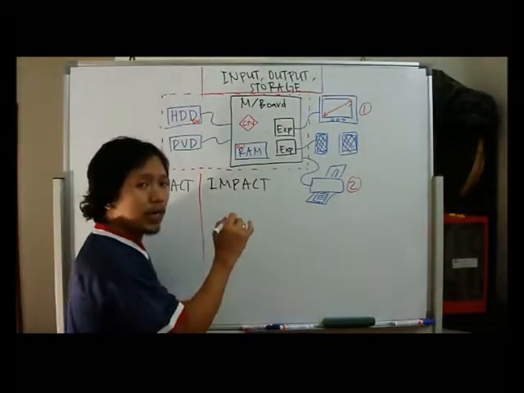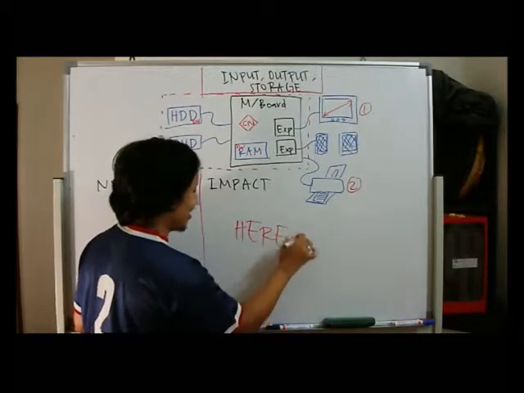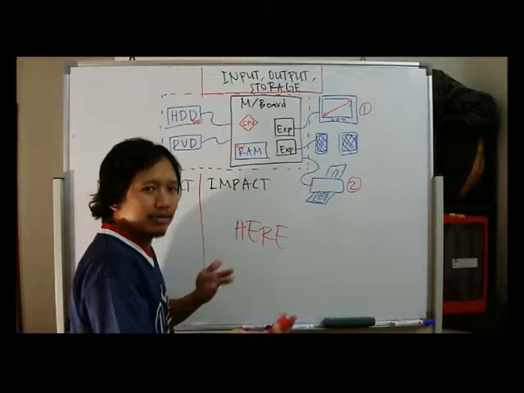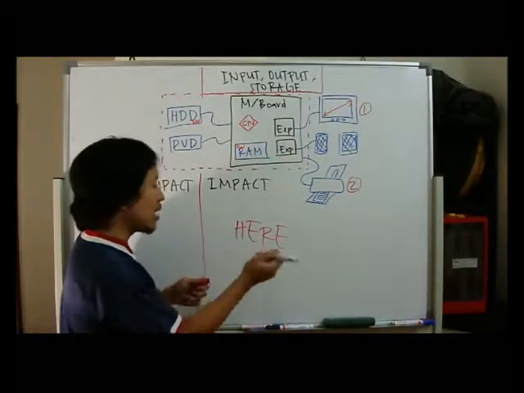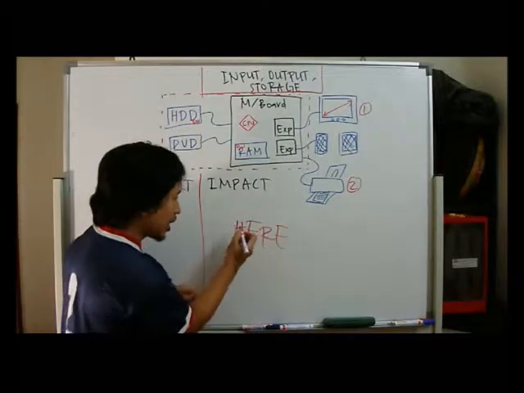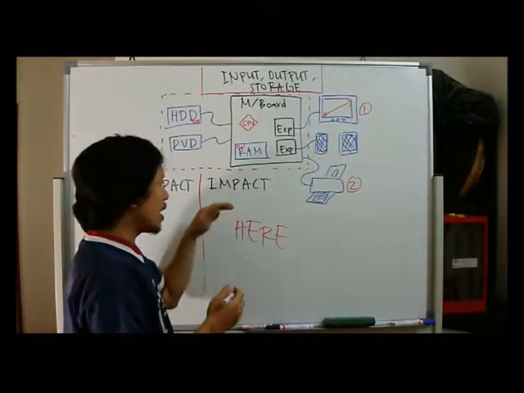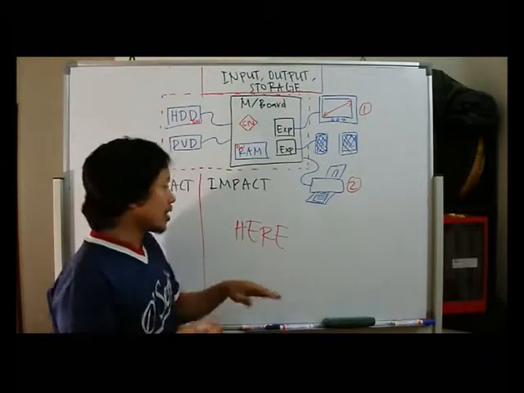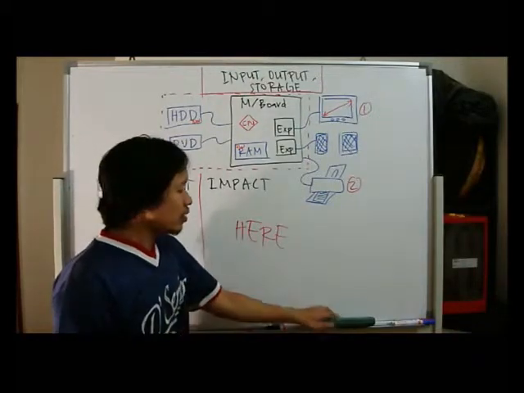So when I print here, let's say I print here, get it? Yeah, print here. When you print here, the marker actually touches the whiteboard. This is called impact printing, meaning that the printing mechanism touches the media.